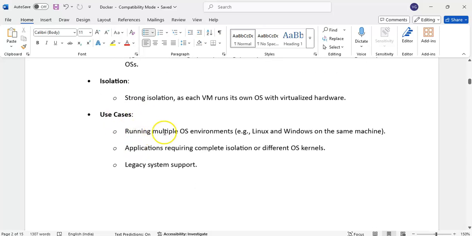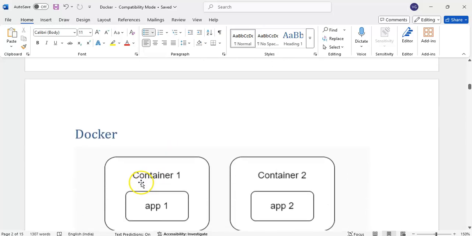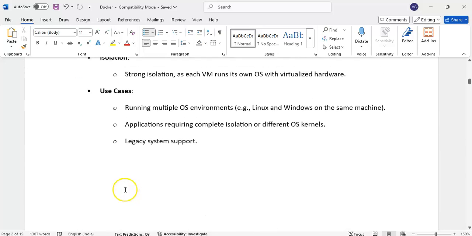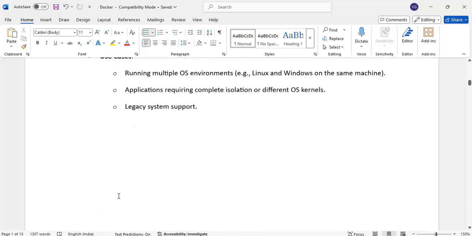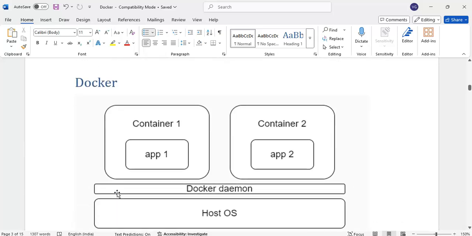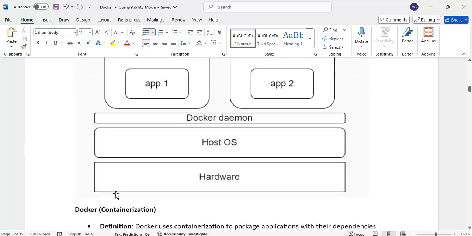Running use cases are running multiple OS environments, where the application requires complete isolation, a different OS kernel, legacy support, and system support. Now coming to Docker. This is the physical and the virtual machine. Coming to Docker, what will happen? It will have the same hardware and host OS.